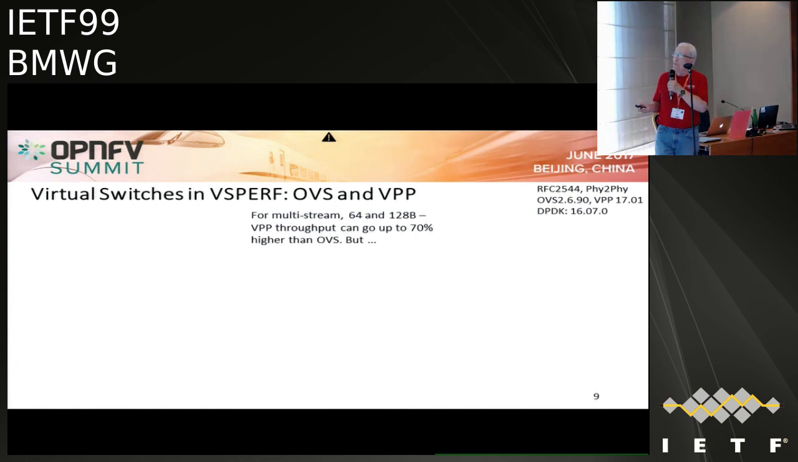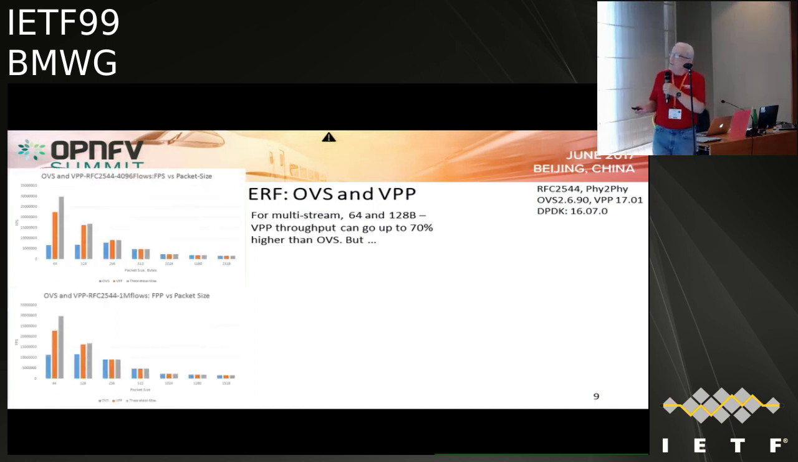All right, so now we're going to look at OVS and VPP for multi-stream 64 and 128 byte packets. What are we getting at here? VPP throughput can go up 70% higher than OVS. That's what we learned, and that was consistent with previous light reading European Advanced Test Center testing.